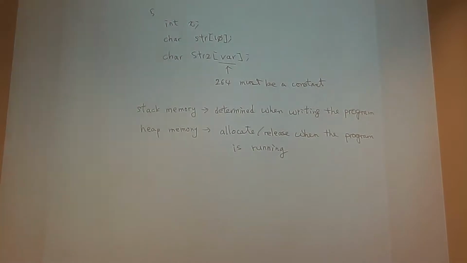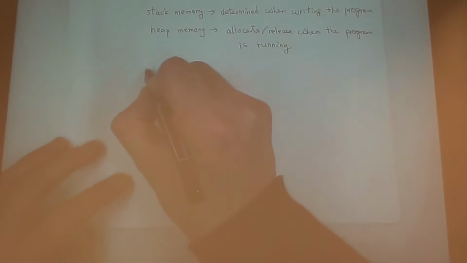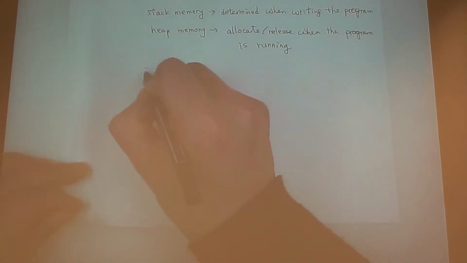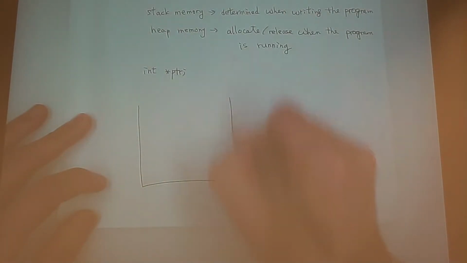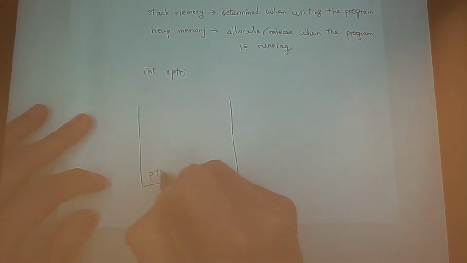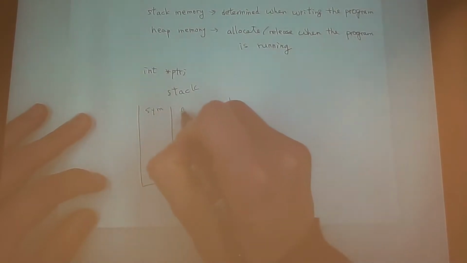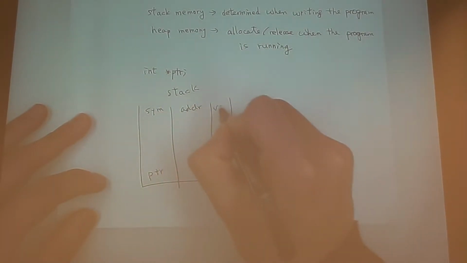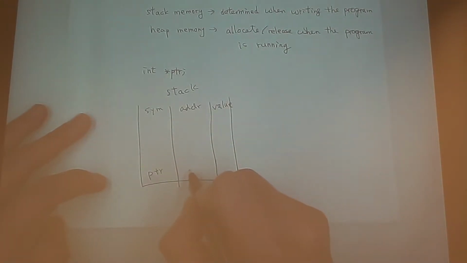How do we allocate heap memory? You'll do something like the following. You'll create a pointer. I'm going to use integer as example. It doesn't have to be integer. When you do this, this is your stack memory. This symbol, address, there. And the address is given to you, whatever the operating system gives to you. So I'm going to use 100 as example. Value is garbage.